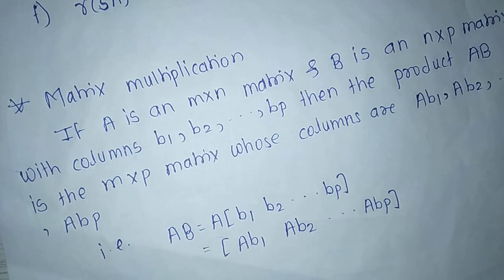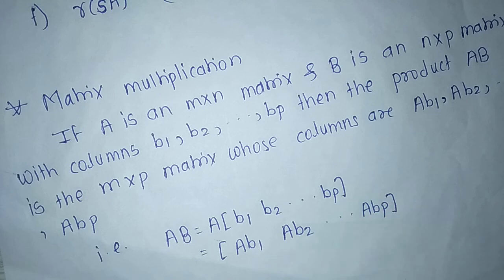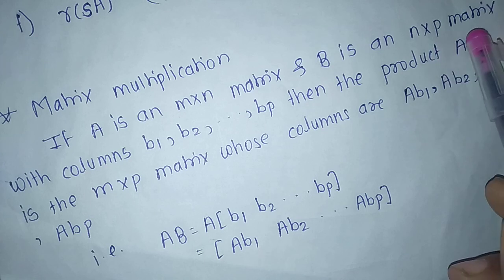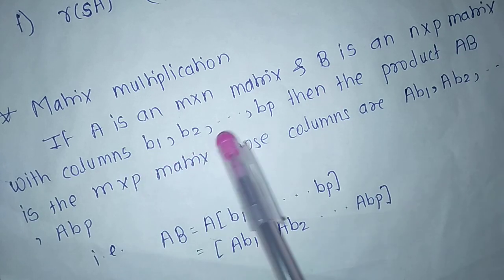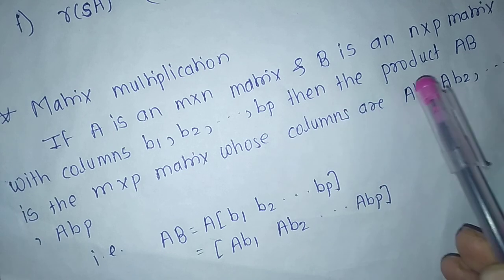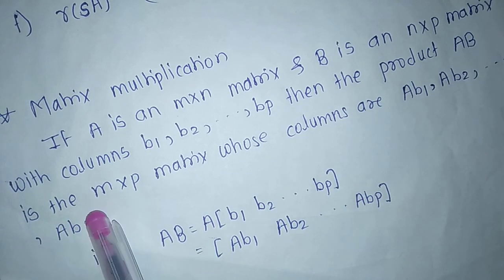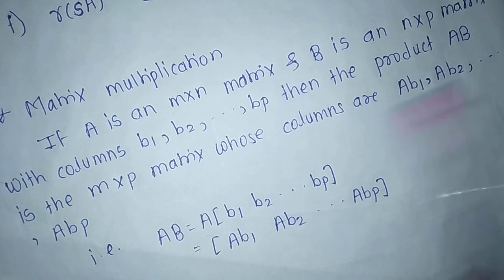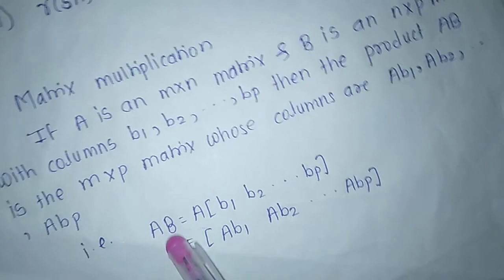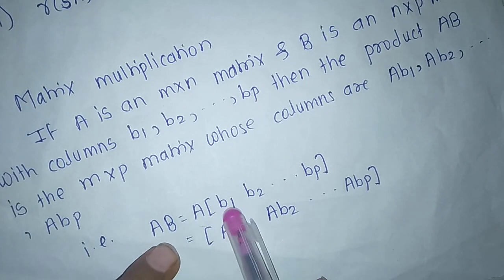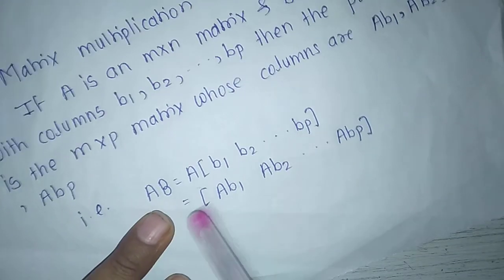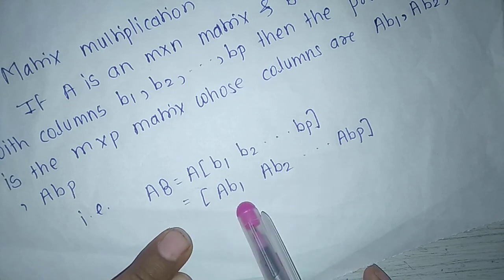Hello students, today's topic is matrix multiplication. If A is an m by n matrix and B is an n by p matrix with columns B1, B2, and so on to Bp, then the product AB is the m by p matrix whose columns are AB1, AB2, and so on to ABp. That is, A into B equals A into the column matrix of B1, B2, and so on to Bp, which is equal to the matrix of AB1, AB2, and so on to ABp.